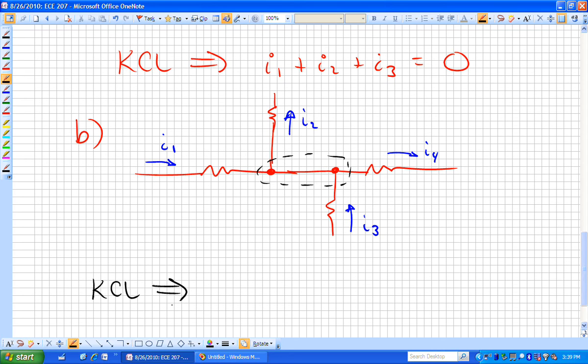KCL: if we say the sum of the currents coming in must equal the sum of the currents going out, I1 and I3 look like they're going into the node, and I2 and I4 are going out. With that thinking, we have I1 plus I3 is equal to I sub 2 plus I sub 4.